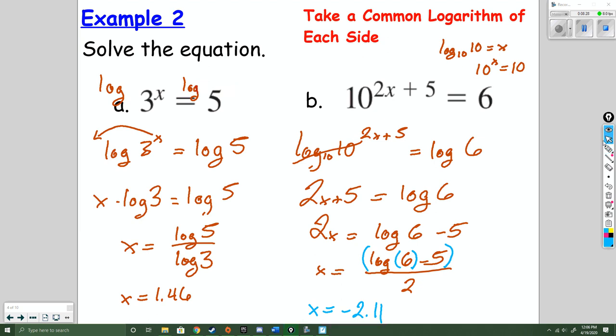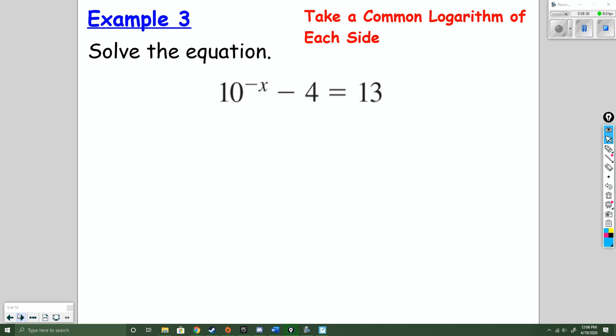All right, folks. Moving on to example 3. We have 10 to the negative x power minus 4 equals 13. So once again, we're ramping it up every single time. We can't start out by taking a common log of each side. That would not be recommended. So what we would want to do is isolate the exponent, essentially. So we'd add 4 to both sides. And then once we've added 4 to both sides, now we can take a common logarithm of each side, and this is going to be a lot simpler.